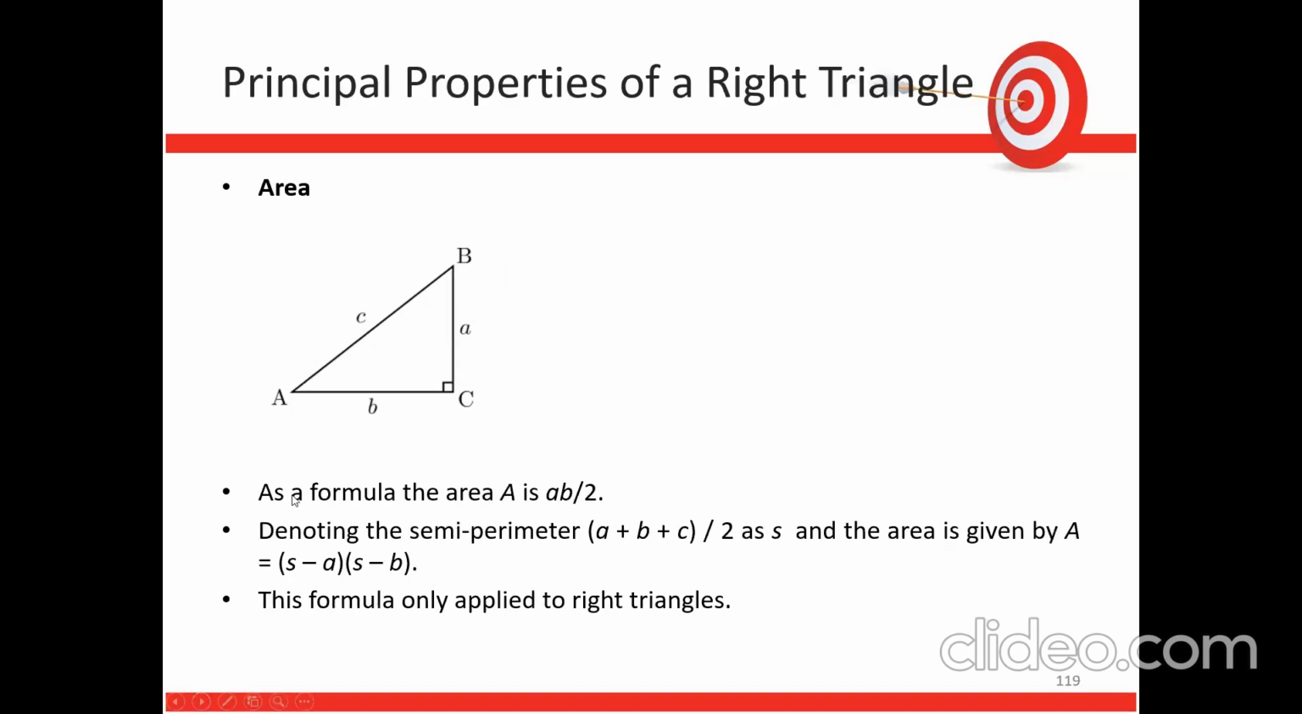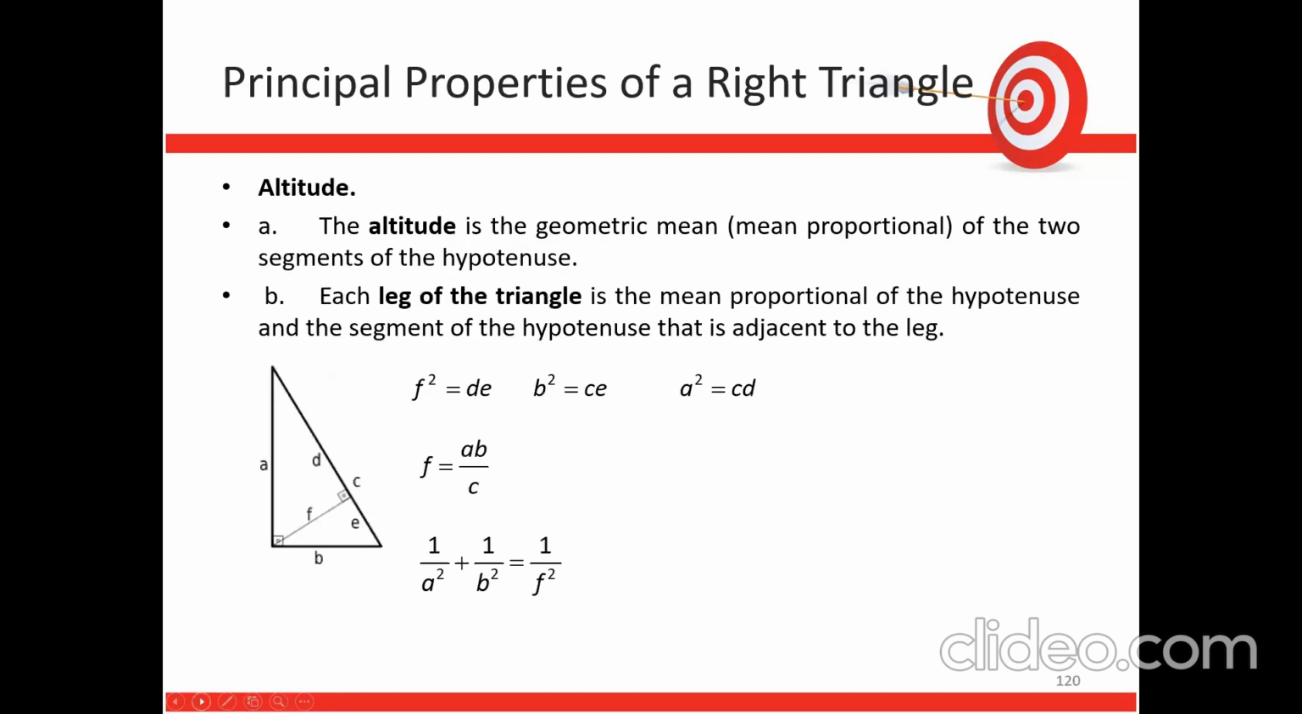Area. The formula is ab over 2. Then, denoting the semi-perimeter, a plus b plus c over 2, semi-perimeter, half of the perimeter, as s, the area is given by the square root of s times s minus a times s minus b. Another formula. This formula is only applied to right triangles. Altitude. Altitude is the geometric mean proportional of the two segments of the hypotenuse.